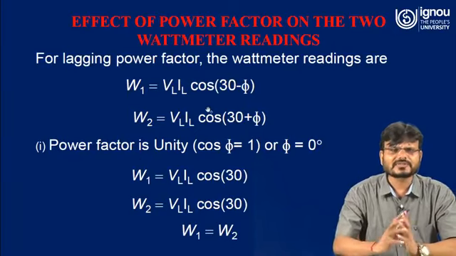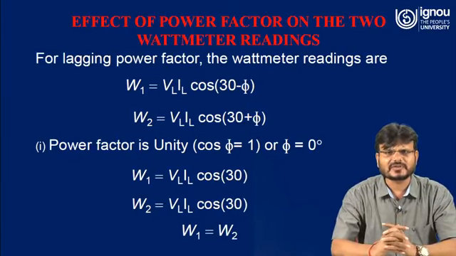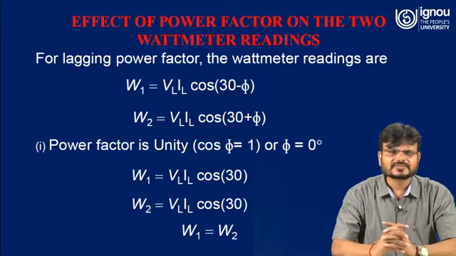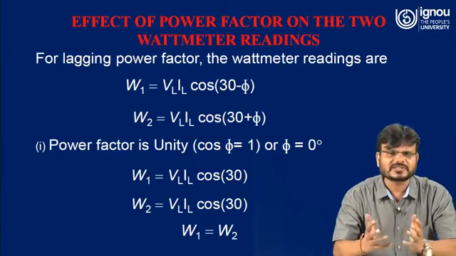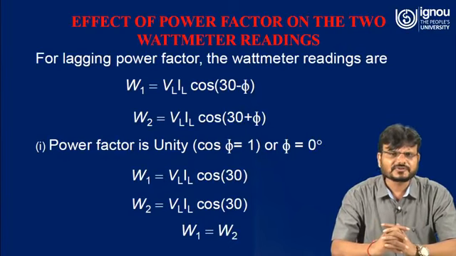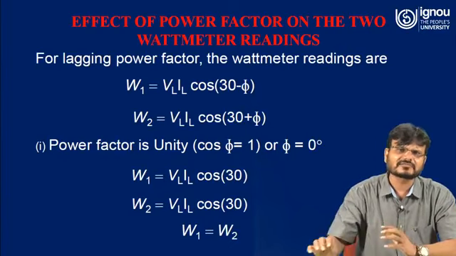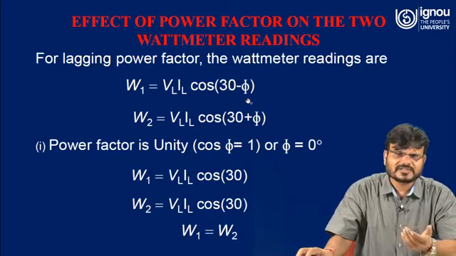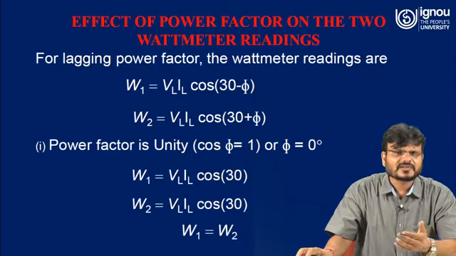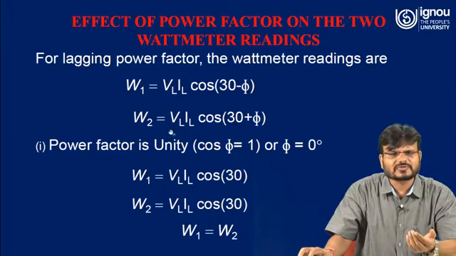Now we are going to discuss the effect of power factor on the 2 wattmeter reading. We will consider different values of the power factor, and then we will see what is the effect. As you know, for the lagging power factor, the readings of the 2 wattmeters are W1 equal to VL IL cos(30 minus phi), which has already been discussed with the help of the phasor diagram, and the reading of W2 is equal to VL IL cos(30 plus phi).